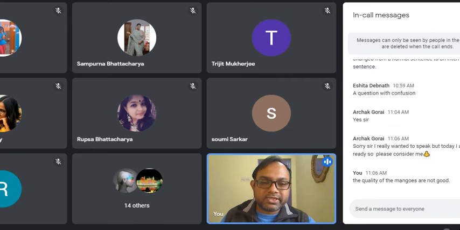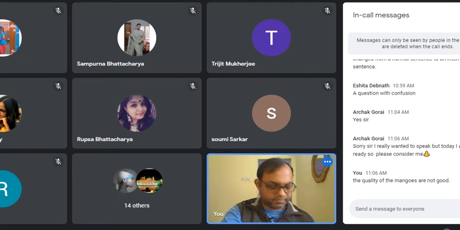Can you all see the sentence that I typed in the chat box? The quality of the mangoes are not good. First, you need to tell me in the chat box itself, is the sentence syntactically correct? If you find any errors, you can type it in the chat box, or you can unmute and tell me whether the sentence is right or wrong.